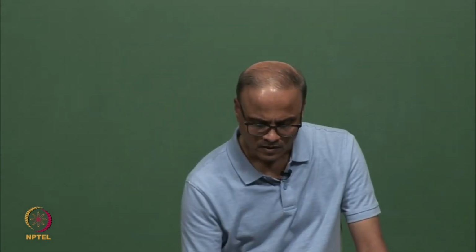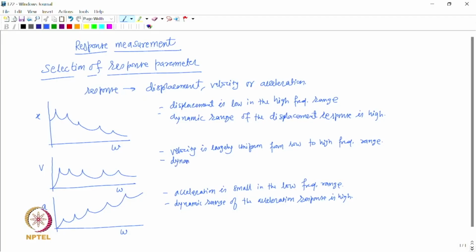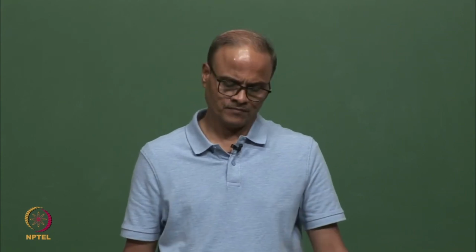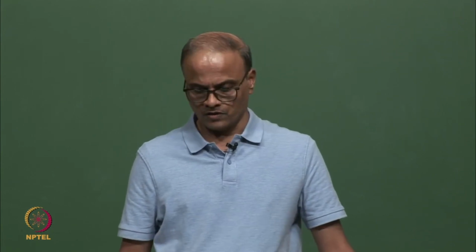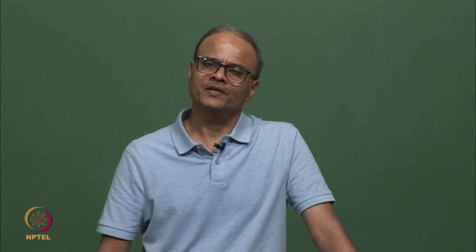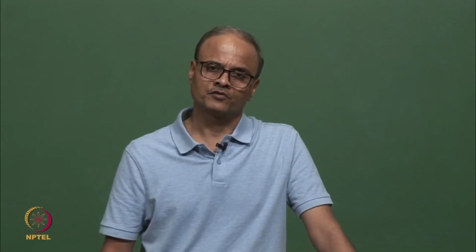So, we can say that the dynamic range of the velocity response is smaller than the displacement and acceleration response, and therefore, we can have a measurement system with a smaller dynamic range and we can still do a good velocity measurement. So, that is the advantage of velocity response. So, from this discussion we see that the velocity response basically is a preferred parameter for response measurement, right.